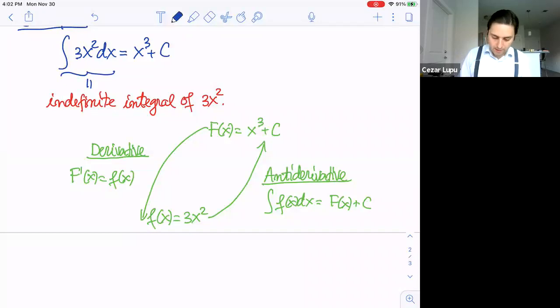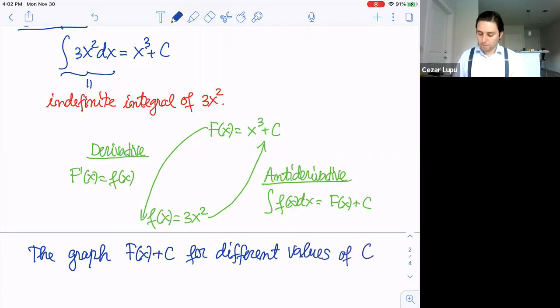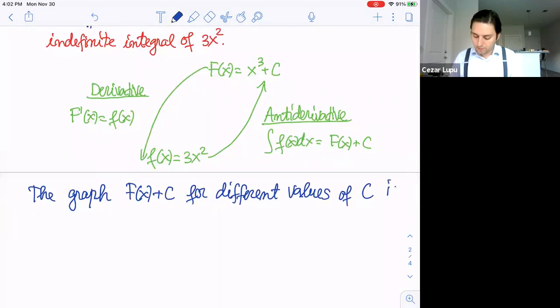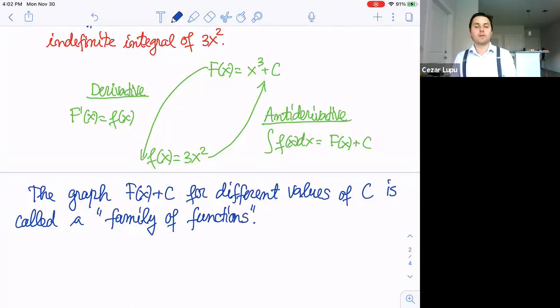All right. Now, we can say that the graph of F of x plus c for different values of c is called a family of functions, right? So keep that in mind. So we can say a family of functions.